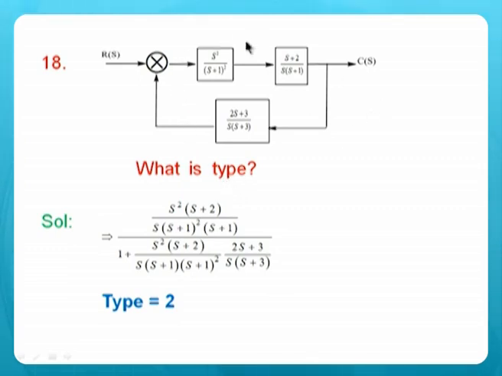So you need not solve this problem. The only thing is you should identify the type number by looking at the function, which has how many poles at origin. You can see there are no poles at origin in this denominator. There is one pole here in the denominator and there is one pole here in the denominator. So 2 poles, so it is a type 2 system. Remember, you need not solve the complete one, but you should identify how many poles are there at origin. So 2, so the type of the system is 2.